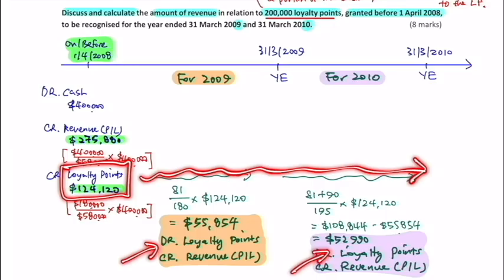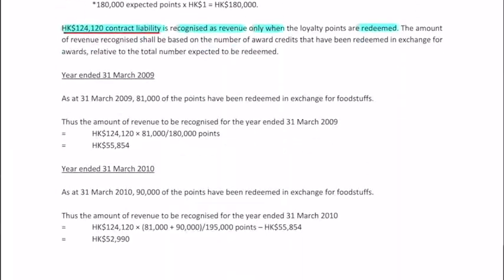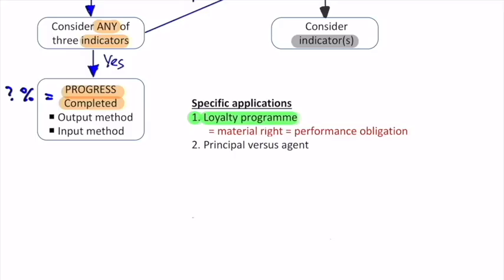Look at suggested answer, next page. For the year 2009, based on the latest estimates, the amount which we recognize in P&L should be equals to 55,854. In the year 2010, cumulatively we should recognize is this amount minus whatever we recognized in prior year. This will be the current year adjustment in profit and loss for 2010. Please refer to page 832.